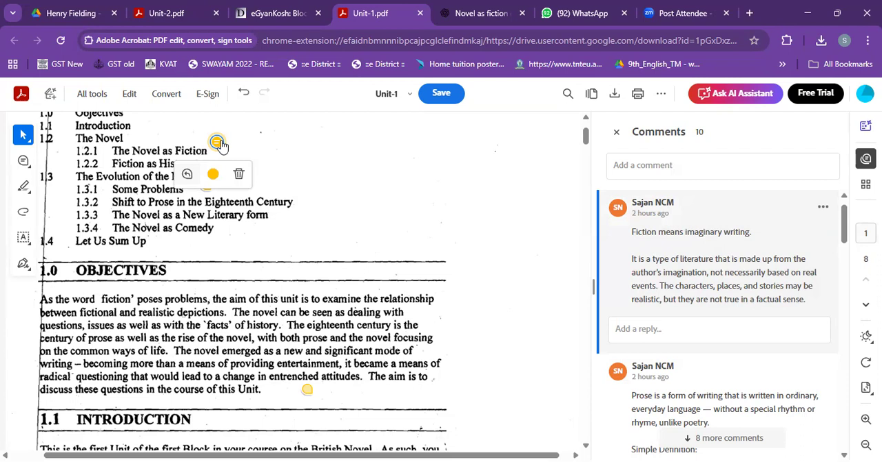So no writer can write in vacuum. Every writer, whoever it may be, will always have something from where they build up their stories. So fiction means imaginary writing. It is a type of literature that is made up from the author's imagination, not necessarily based on real events. The characters, places, and stories may be realistic, may not be realistic, but they are not true in a factual sense.